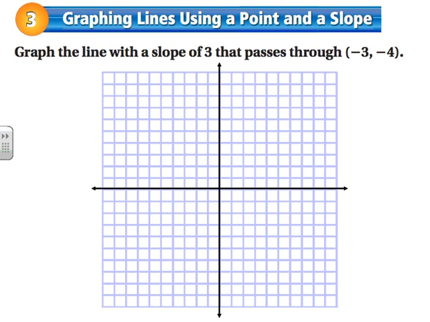All right, next we're going to graph some lines using a point and a slope. The first thing that you're going to do when you have a problem like this is plot the point. So -3, -4 means you will go left 3 and then down 4. Okay, so we just have the 1 point right here.